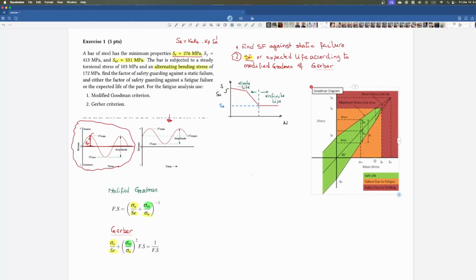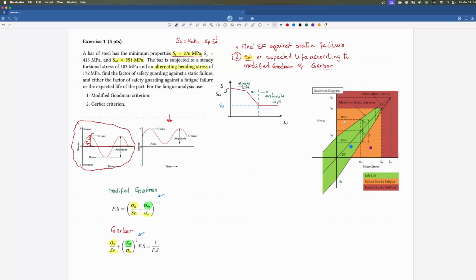And we said that if, according to your material values, alternating stress and mean stress, your operational point falls, for example, here in the green area, then it's a safe life. You don't need to calculate for finite life, so you can use directly these equations here, this one and this one. But if your operational point falls, for example, here in the orange area, then it's going to fail because of fatigue, and you are going to need to estimate the number of cycles that piece or element is going to last.